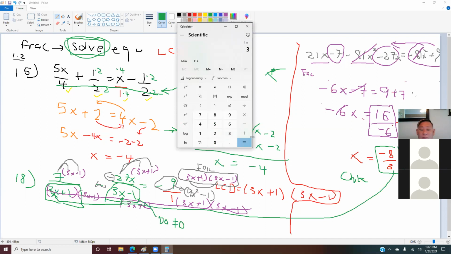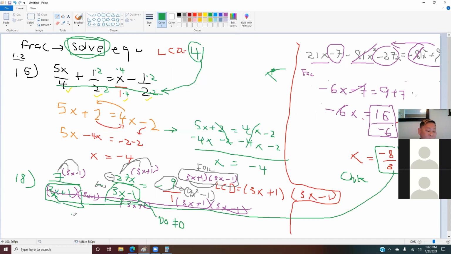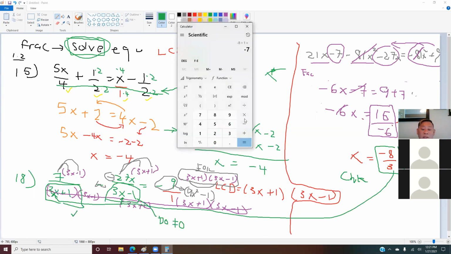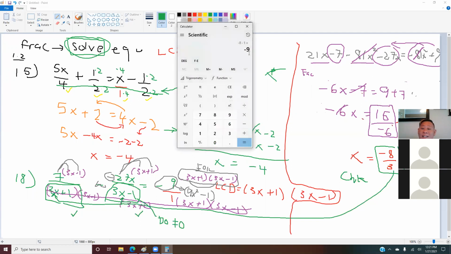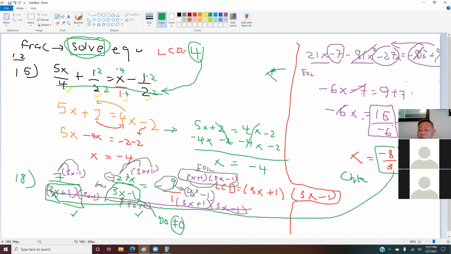So 3 times negative 8/3 and then plus 1. That gives us negative 7. So this one looks good. Now you do the same thing on that side. 3 times negative 8 over 3 minus 1. That is negative 9. This is good. So as long as this number doesn't come up to be 0, this is checked.